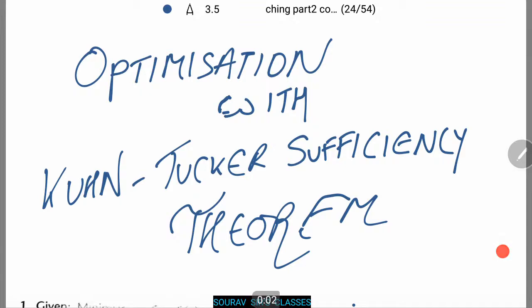Welcome to Sources classes. Today we are going to be dealing with optimization with the Kuhn sufficiency theorem. Let's start off with a simple sum.